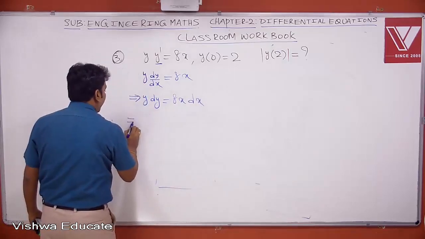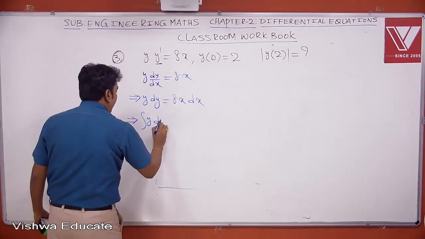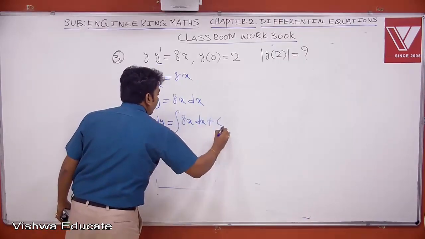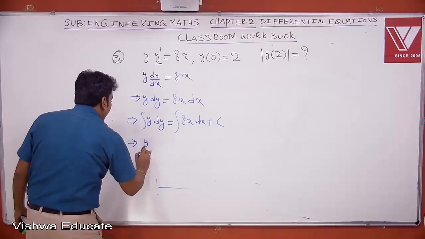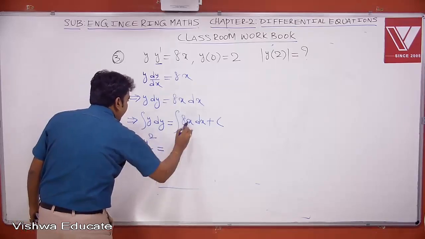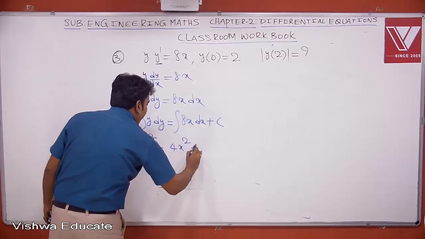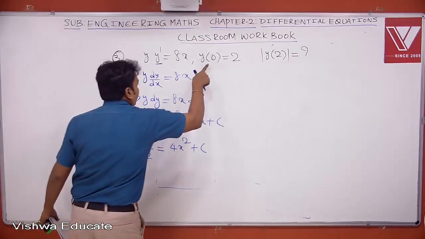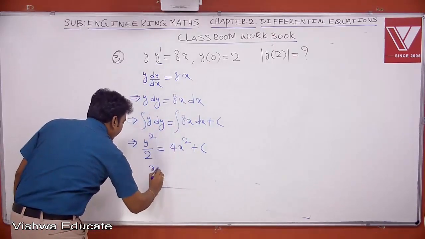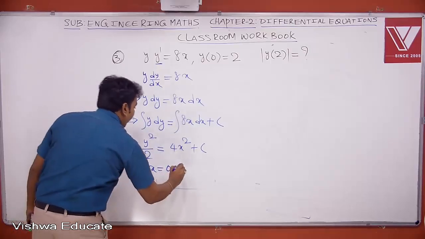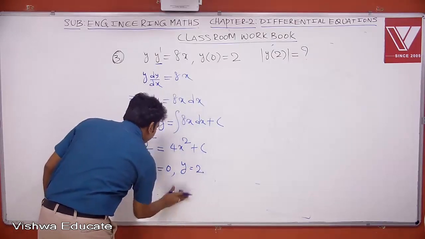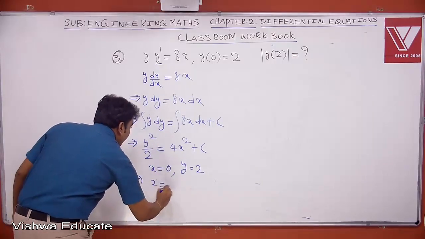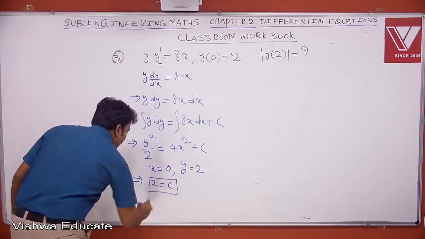So variables are separated. Apply integration on both sides. Integral y dy equal to integral 8x dx plus c. Integral y dy is y square by 2. Integral 8x is 4x square plus c. Now this is my general solution. Apply this boundary condition. What does it mean? x value is 0, y value is 2. Therefore y square is 4, 4 by 2 is 2. x value is 0. So the value of c is 2.